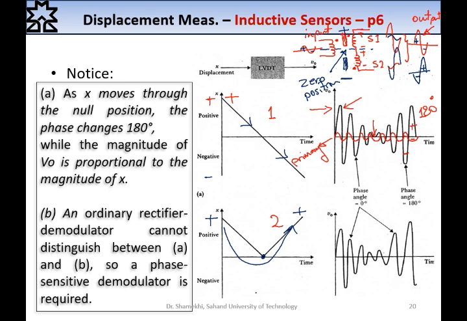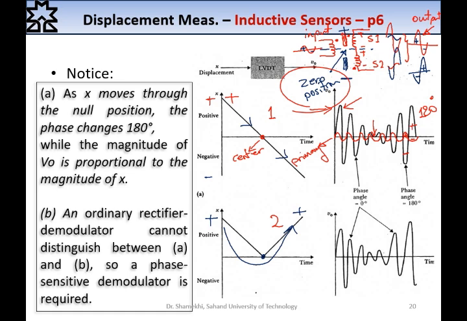Here negative, but here is positive. The difference between the phase angle of the output and input is 180 degrees. It means that zero crossing, here is the center or zero position. Zero crossing leads to phase shifting.